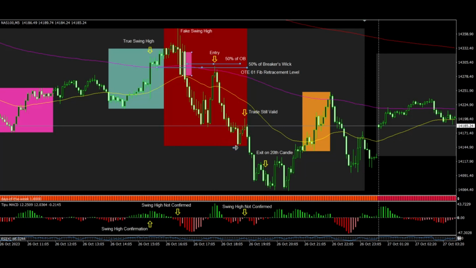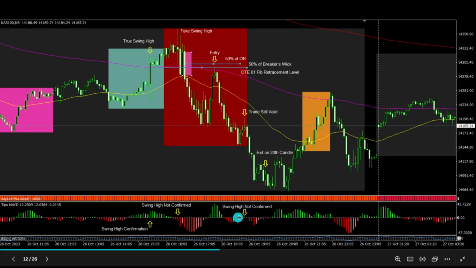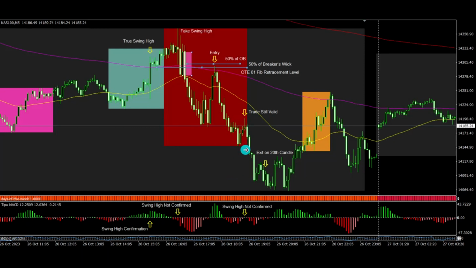But if you pay attention to the MACD histogram, you'll see on this retracement, there is no confirmation of a swing high. You only have one tiny green bar that's not even really visible. And it's basically red bars. That would give you confidence that the trend would continue lower.